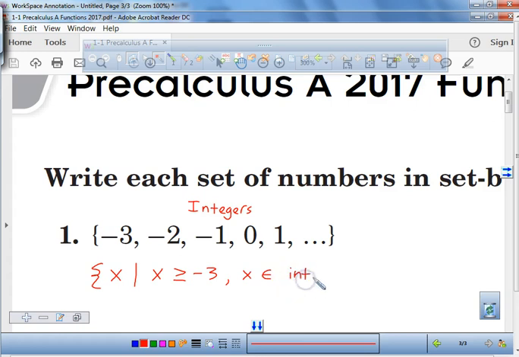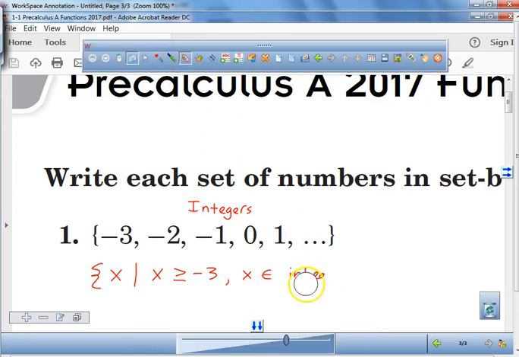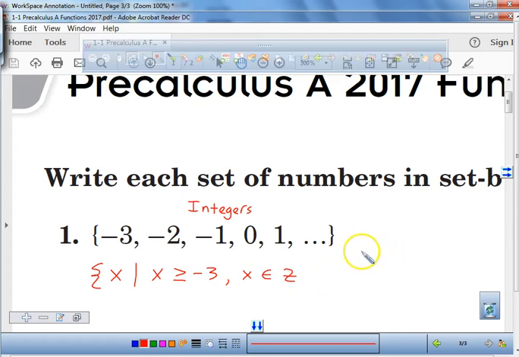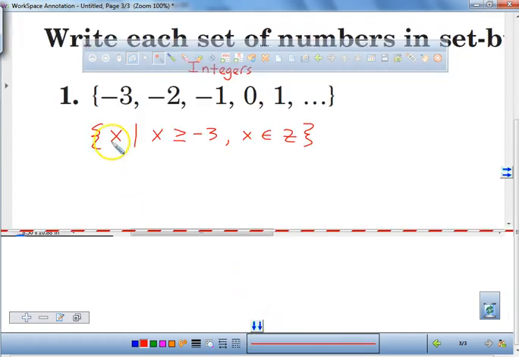You are correct. Oh wait, I'm not allowed to write integers. Oh, if I only knew a letter that represented integers. Z is correct. I is actually an irrational way to represent it. Do you get it? Because I is irrational. All right. There it is. Z represents integers. That's why I want you guys to have your chart in your journal. I don't expect you to memorize them all, but if you have a chart in your journal, then you can use them. All right? That's set builder notation.